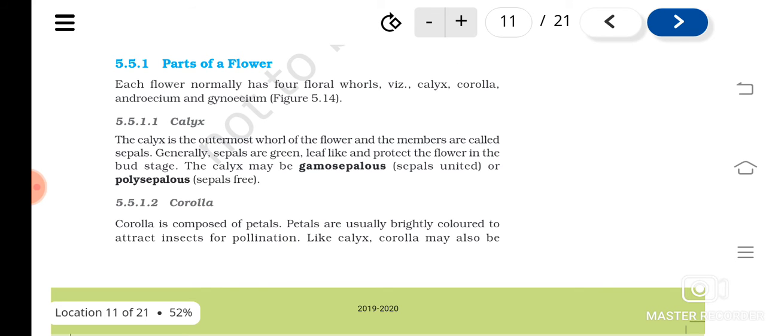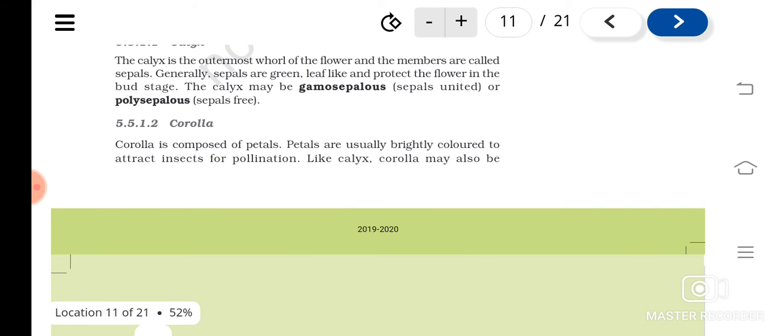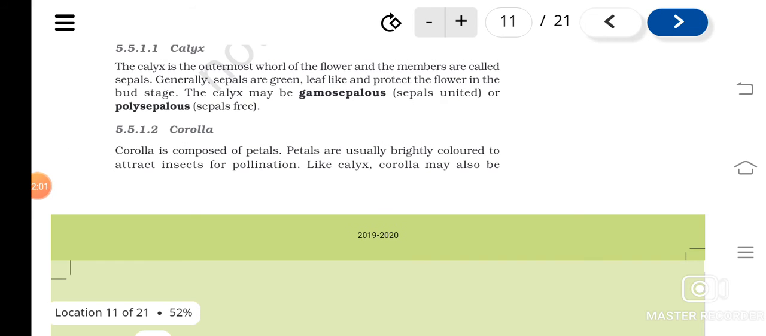Okay, then the second whorl is corolla, and the units of corolla are petals. In calyx, what are the units known as? Sepals. So the major function of petals is to attract the insects for pollination, isn't it? So they are highly colored, or they may have scent, or they have fragrance. Understood? So all this attracts the insects for pollination.